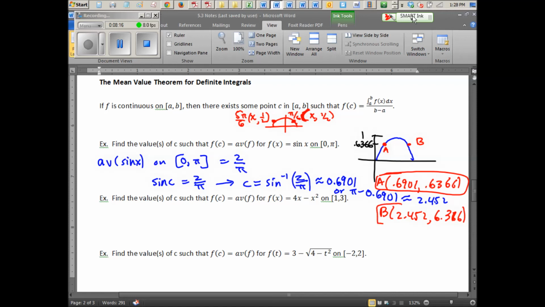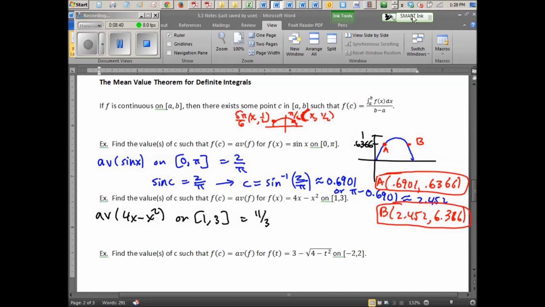Okay, let's go on to the next one. In this next problem, we're doing the same thing, only this time it's a different graph, different interval, same idea. Okay, so we already did the average value. What is the average value of 4x minus x squared on the interval 1 to 3? We did it up above in your notes. So what was the answer?